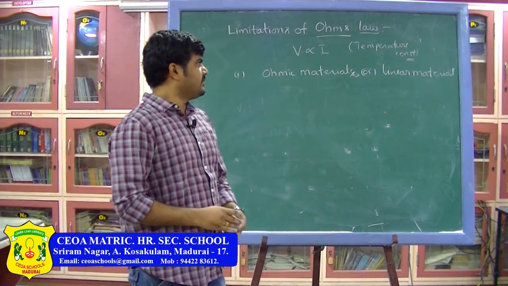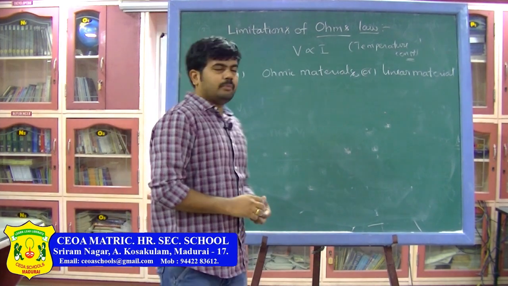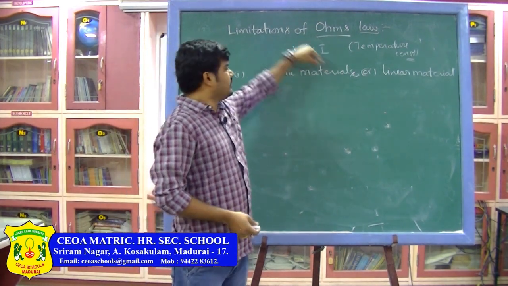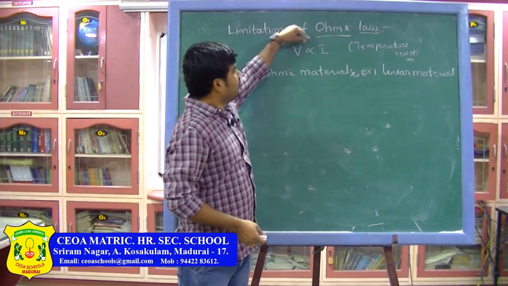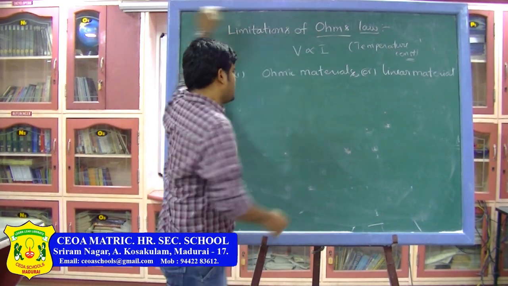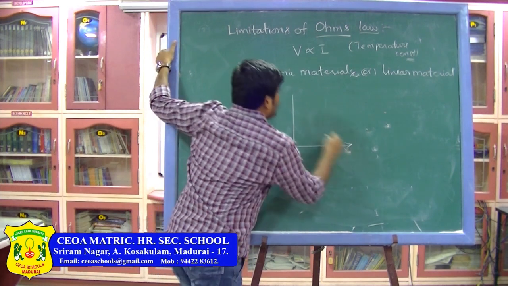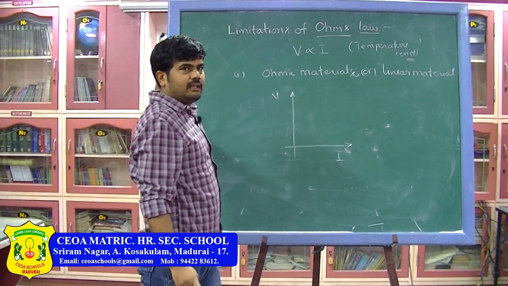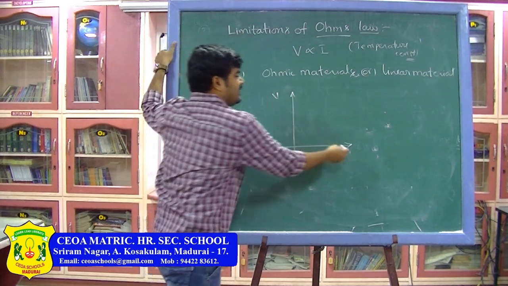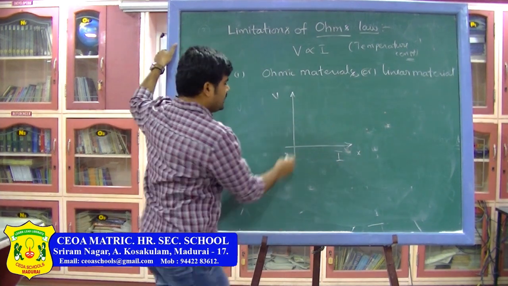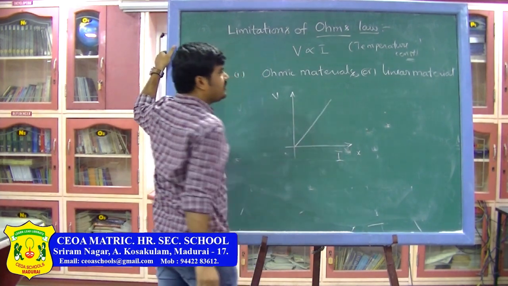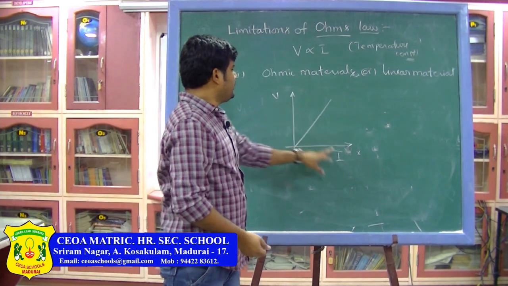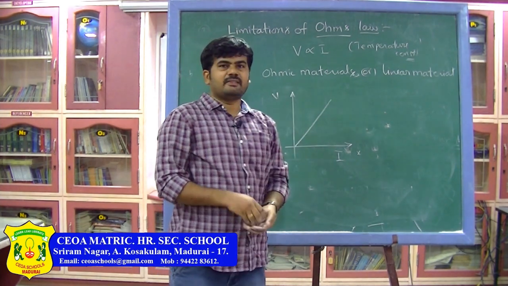Obeying Ohm's law means that when you take such materials and increase the potential difference, noting the values of current, if you plot a graph between voltage and current, taking voltage along the y axis and current along the x axis, you will get a straight line. That is the meaning of linear materials. So the relation between current and voltage for those materials is a straight line.